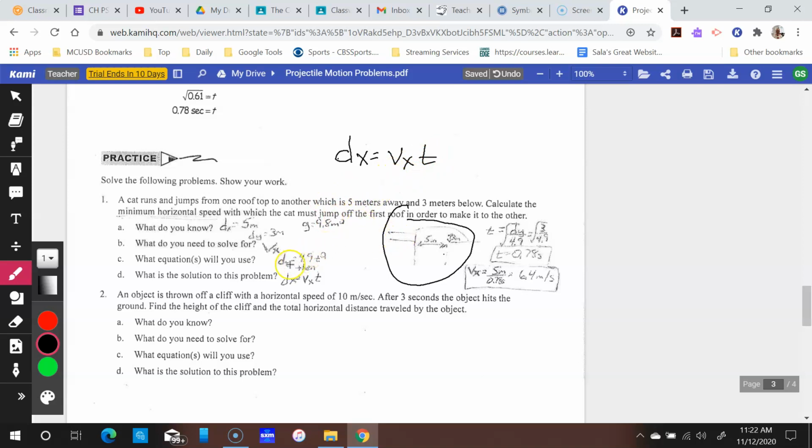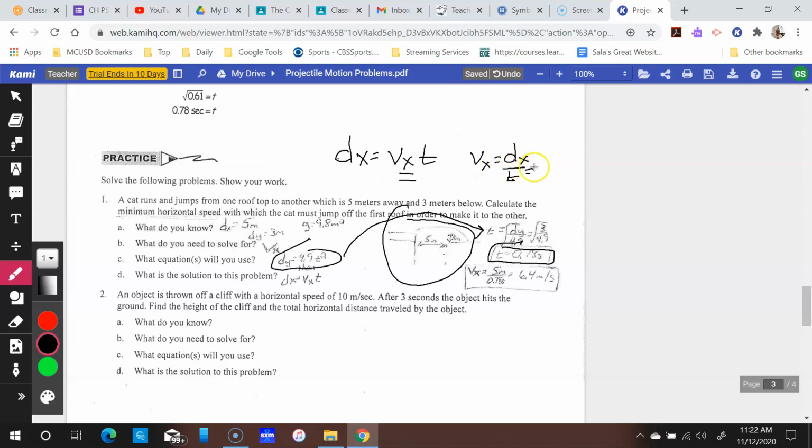Since you know the distance in the y direction, which is going to be that 3 meters, you just rework this equation to solve for time. And that's what I did over here. And you wind up with the time of 0.78 seconds.